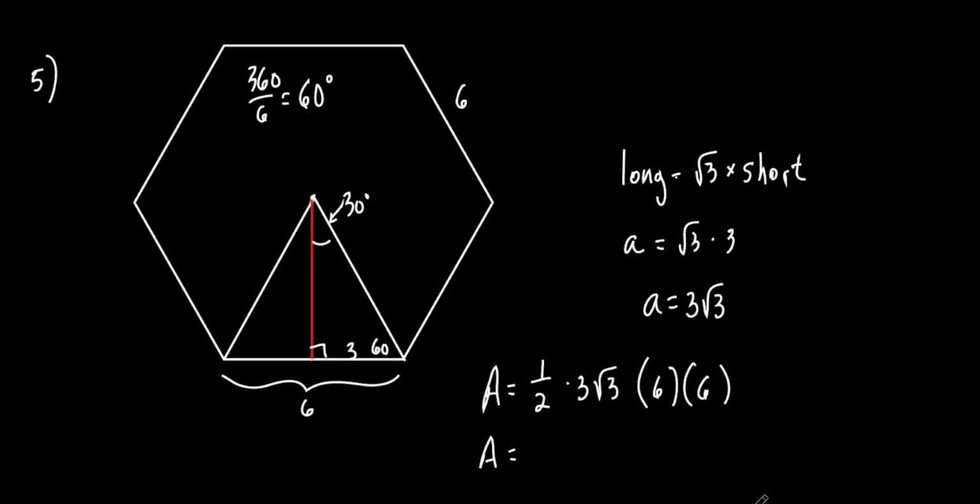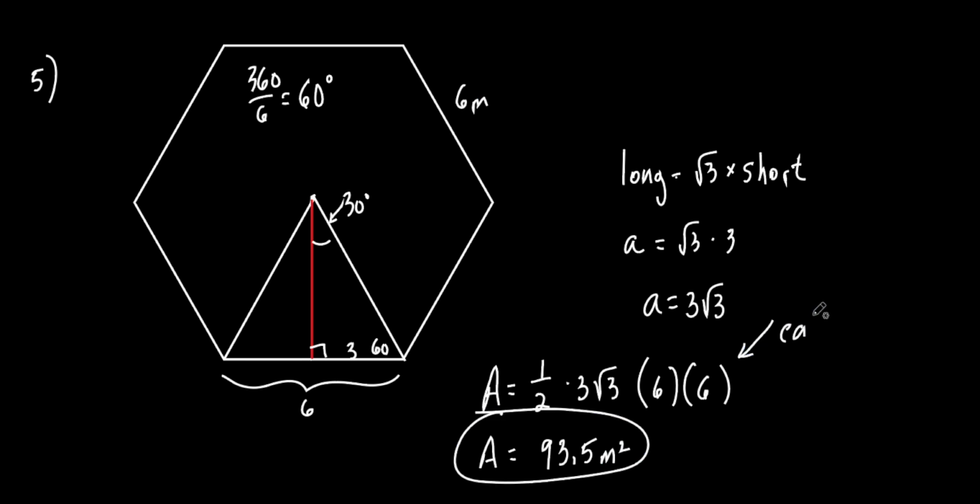And when you do all that, you should get 93.5. I didn't tell you this, but that's in meters, so this is going to be meters squared. Try that on your calculator, okay? You need to practice using your calculator. Make sure you get this number right here if you put those numbers in your calculator. Make sure you practice that.